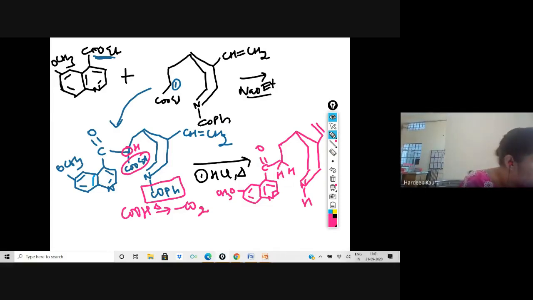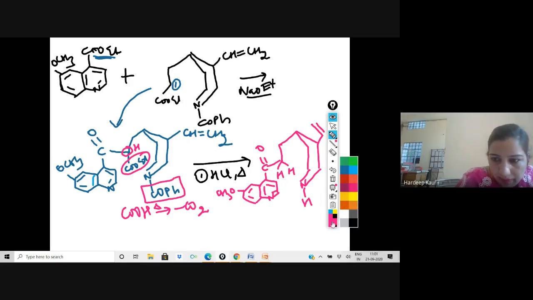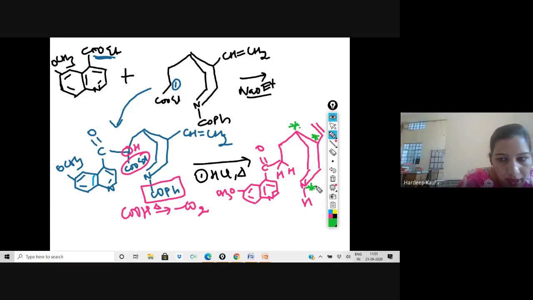Okay. So chiral center is generated over this position. Here we have different groups. Am I right? Yes, ma'am. This is a chiral center. This is also a chiral center. Yes. Okay. And there is one chiral center on N. Clear? So this molecule is actually optically active.